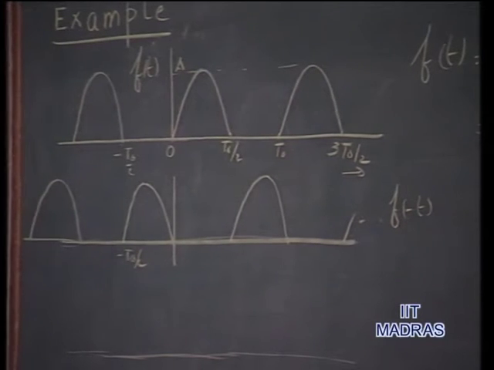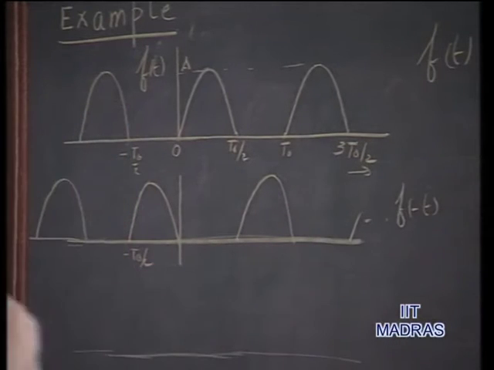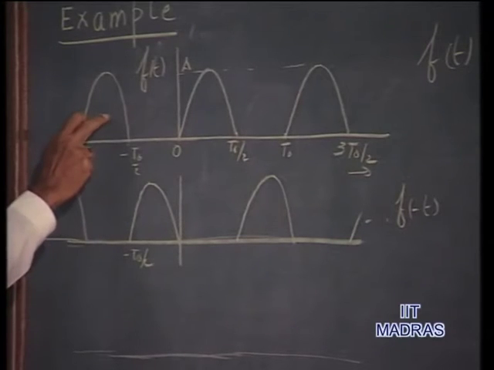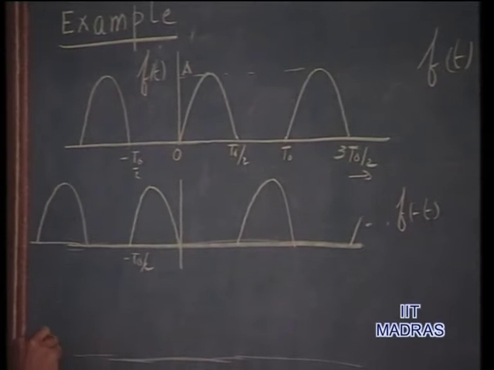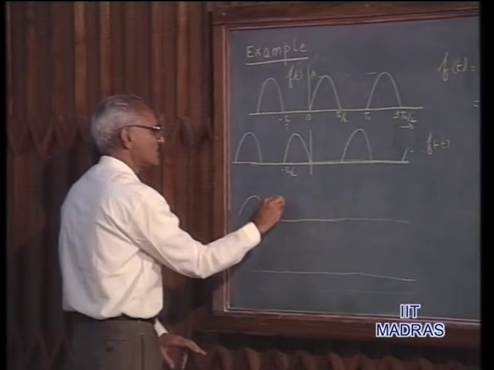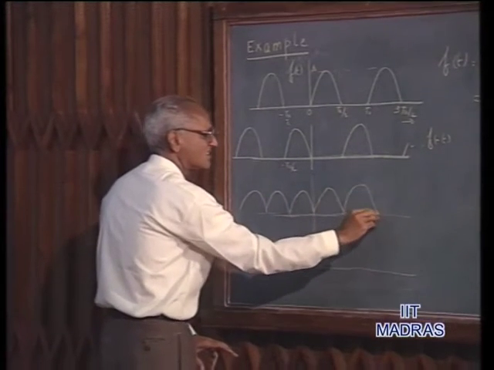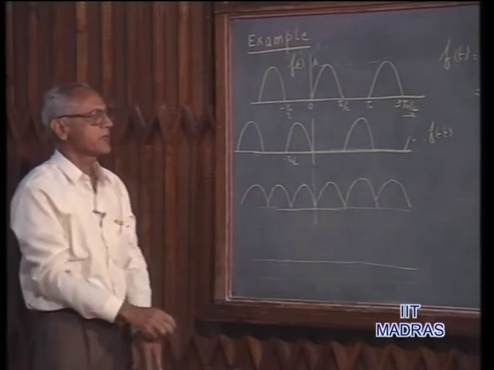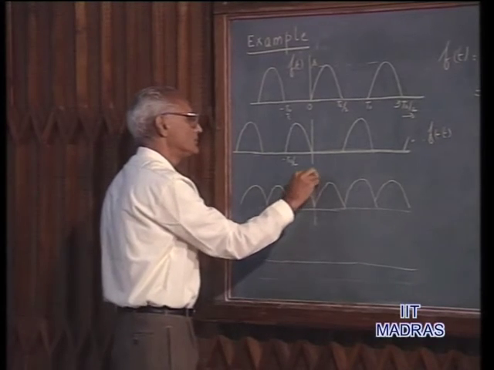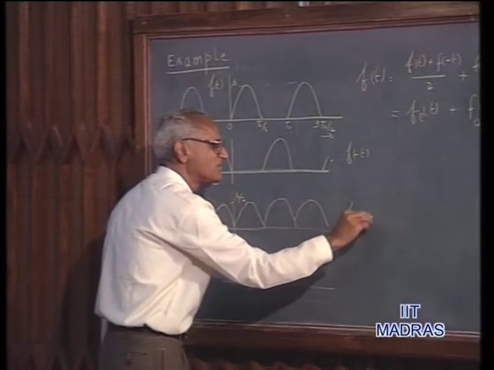To get the even part of the function, we have to add up these two waves and then divide by 2. So if you do that, then whenever this is blank, you have this half cycle of sine wave. Therefore, you have a waveform like this, where the peak amplitude is A, but you are dividing by 2, so this becomes A upon 2. And this is the even part of this.